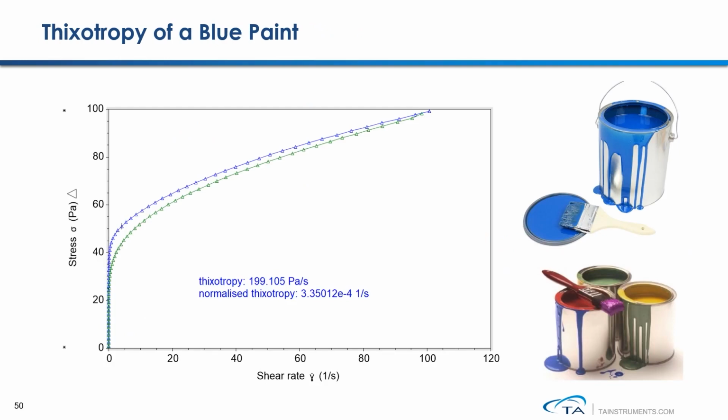Here is an example of using this continuous ramp loop procedure to measure the thixotropic index of a blue paint sample. Stress is ramped from 0 to 100 Pascal within 1 minute, and then it is ramped down from 100 back to 0 within the same time. Thixotropic index is defined as the area between the ramp up and ramp down curve. Again, in Section 2 of the Rheology Theory and Applications courses, we're going to discuss in more detail what thixotropy is and how to measure the thixotropic index of different materials.